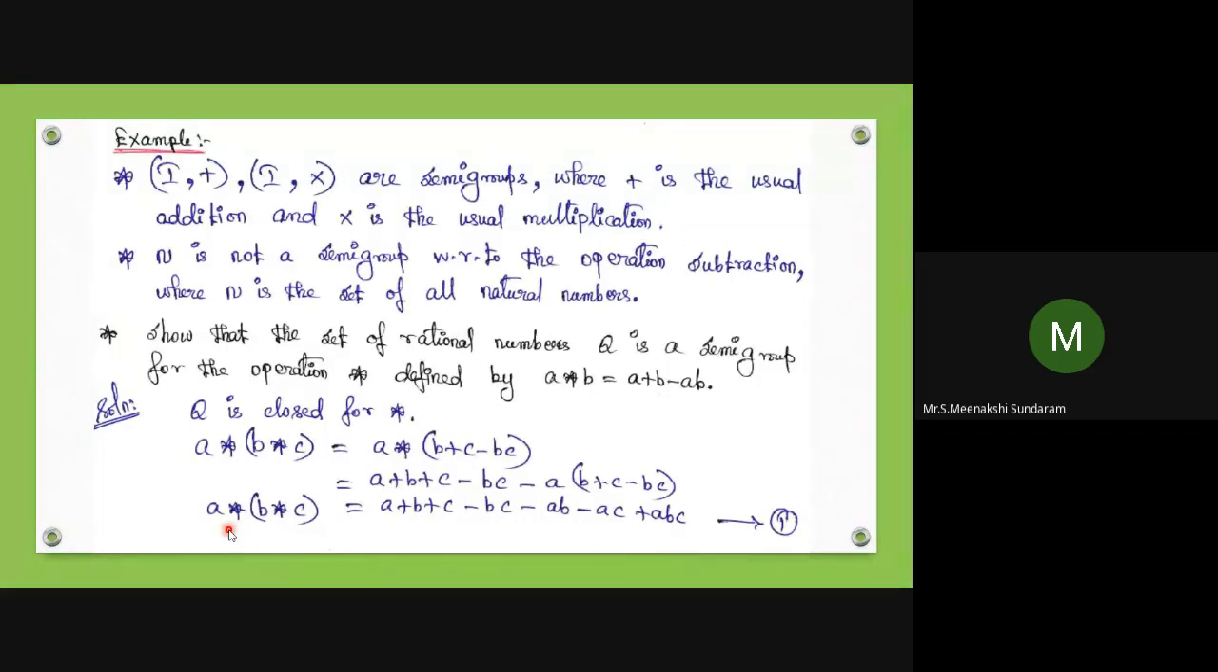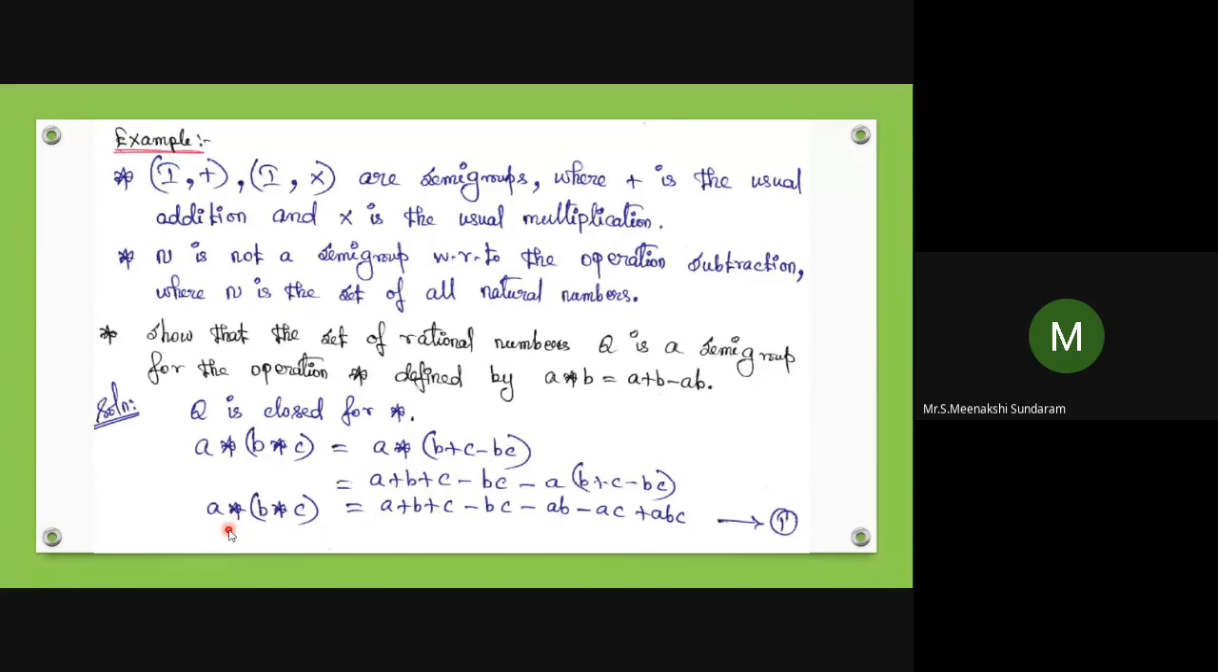Q is a semigroup for the operation star defined by a star b equal to a plus b minus ab. So Q is closed for star. Now, a star b star c: I like to do the left-hand side. A star, what do you mean by b star c? Whatever the two inputs, the output is the addition of the elements minus the product of the elements.